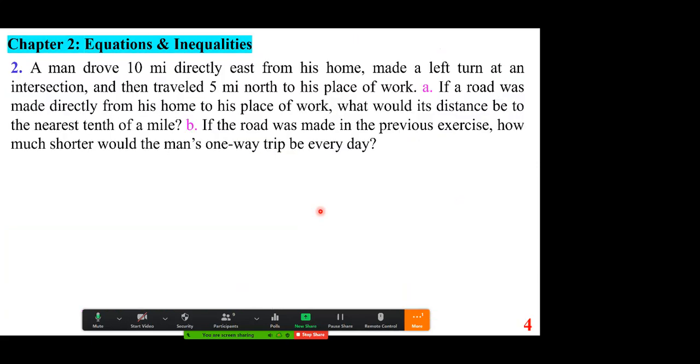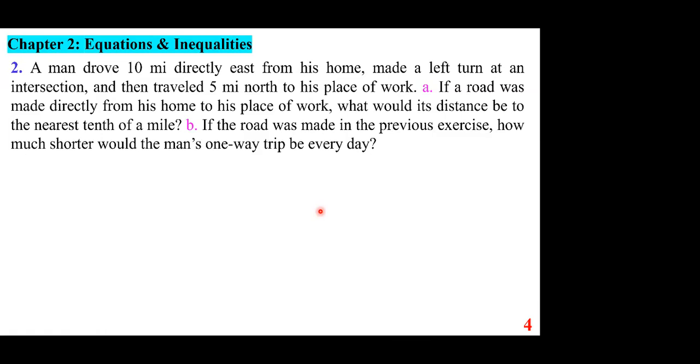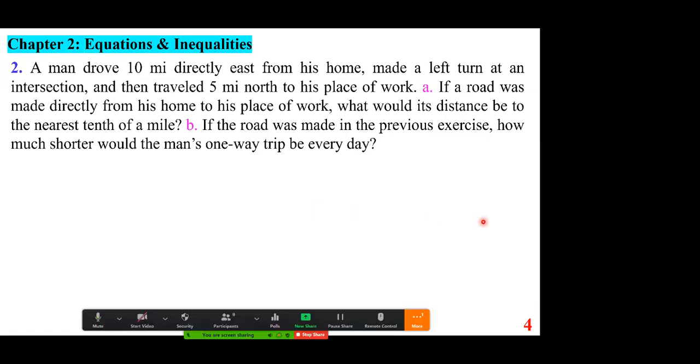All right, so here's a simple application problem. A man drove 10 miles directly east from his home. So we are going to go east. How much? 10 miles. Then made a left turn. So if we are going this way, this is the left turn going up. And we're going to go up by how much? 5 miles. So if a road was made directly from his home to his place of work, what would its distance be? Let's see how the setting looks.